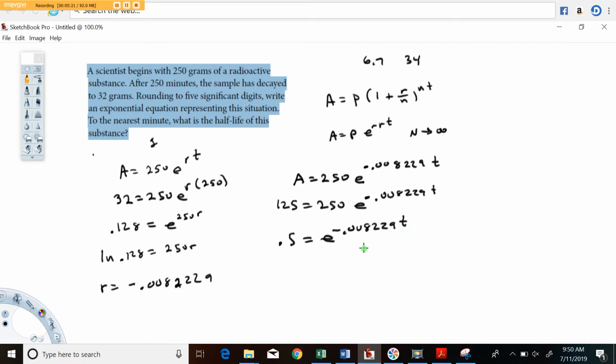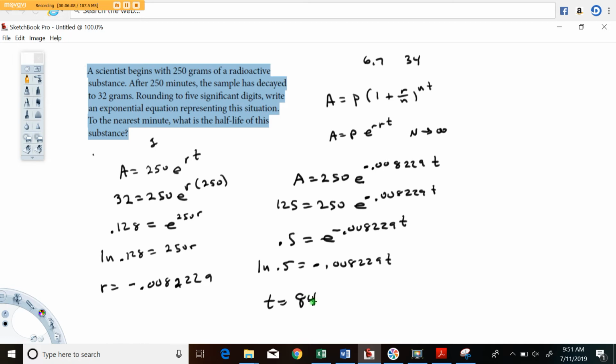This is solved by taking the natural log of both sides. So we're going to have natural log of 0.5 on the left. And again, I'm going to skip a little step here. If you take the natural log of this and then use that beautiful property that the exponent can come out in front, this is going to be minus 0.008229t times natural log of e, which is 1. So t is going to equal the natural log of this number divided by this thing. Let's see what we get here. Natural log of 0.5 divided by minus 0.008229. We get 84 for t.